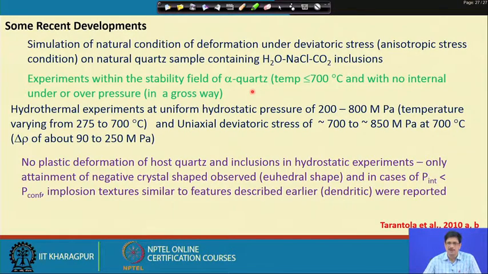which should be around 45 degrees to the vertical C axis of quartz, and then they were subjected to experiments where deviatoric stress could be applied. So, the experiments were done within the stability field of alpha quartz, so that the problem of the volume expansion in the alpha-beta transition could be taken care of, at a temperature of less than or equal to 700 degrees Celsius. So, there is no internal under or over pressure in a gross way.